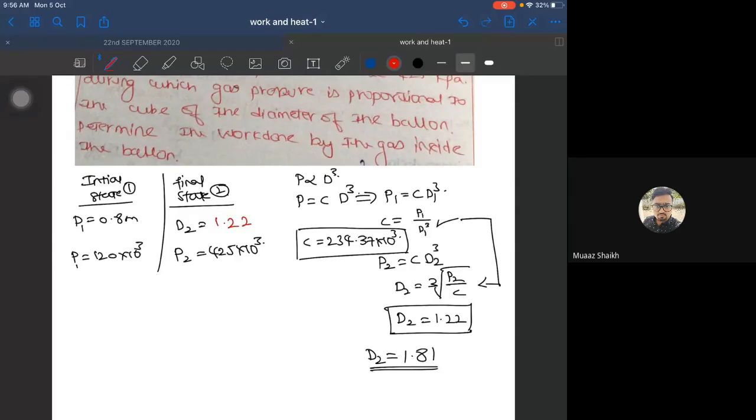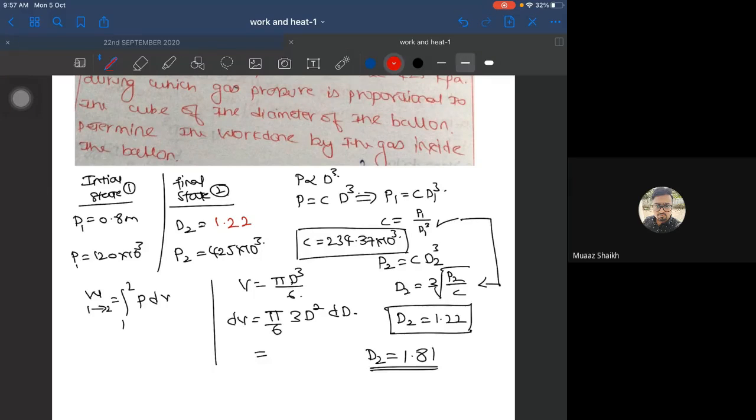Okay, so go ahead with the calculation of work. Work done from 1 to 2 is given by integration from 1 to 2 of P into dV. So you need dV there. Go with the volume of a sphere, which is pi D cubed by 6. Differentiate on both sides. So dV is equal to pi by 6 into 3D squared dD. You can cancel the common factors, so it is pi by 2 D squared dD, which is the value of dV.